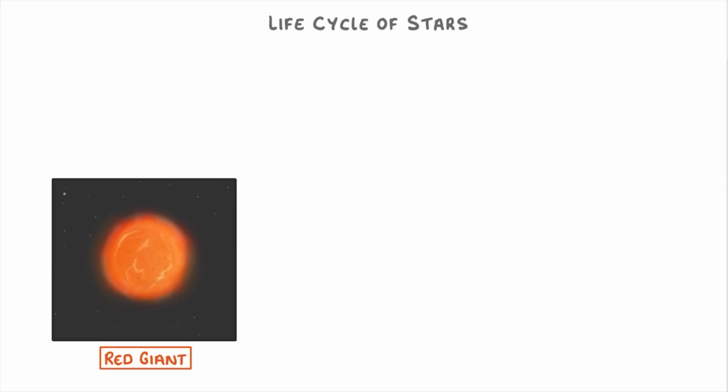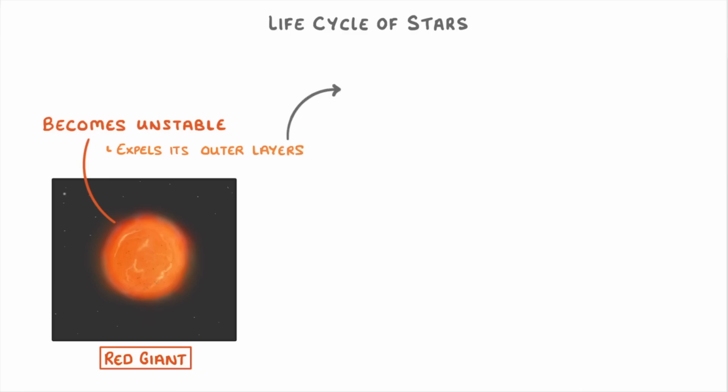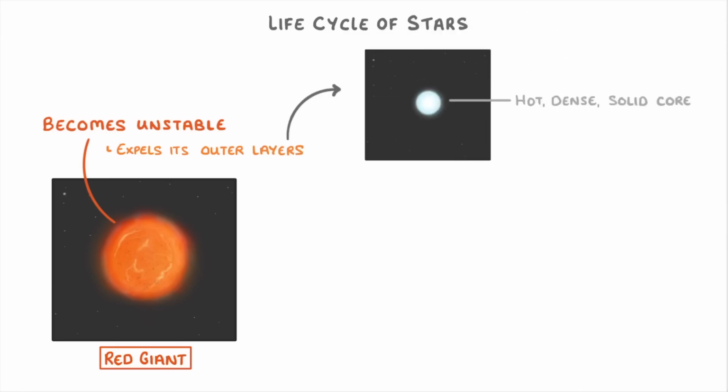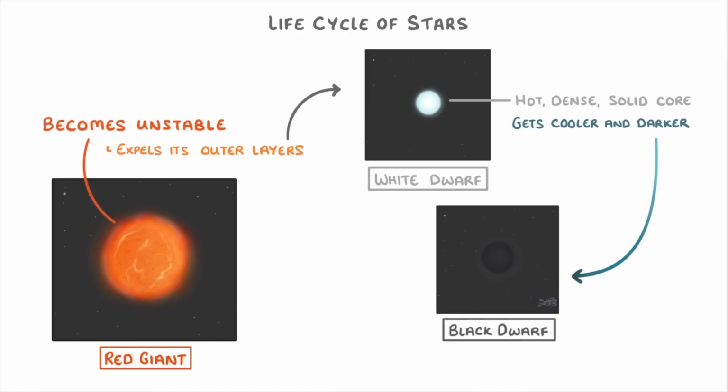After a relatively short time, the red giant becomes unstable, and expels its outer layers of dust and gas. This leaves behind a hot, dense, solid core, which doesn't do any nuclear fusion. We call this a white dwarf, because it gives off lots of light, so it appears white, and it's relatively small. Over time, the white dwarf gets cooler and darker as it emits all of its energy, until finally it transitions to a black dwarf, because it no longer has enough energy to emit light, and so appears dark.